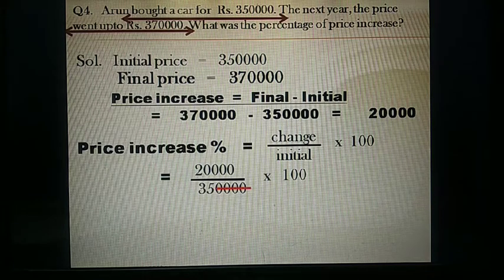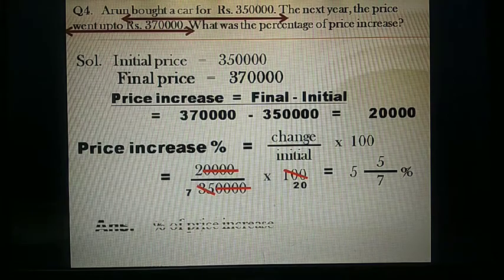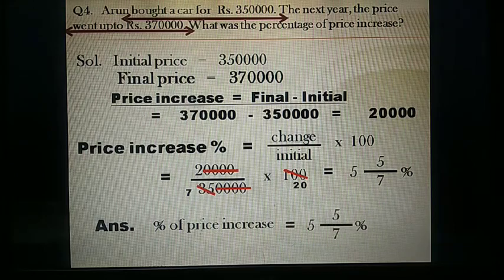Start performing the cancellation of 0 first. Now 5 sevens are 35, 5 20s are 100. You will get the answer in the mixed form as 5 5/7%. So percentage of price increase is 5 5/7%.